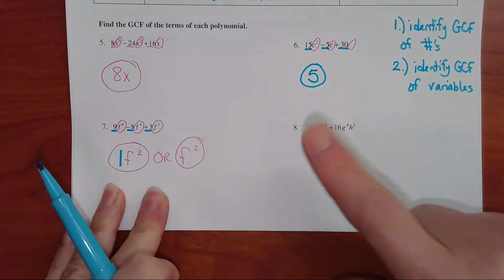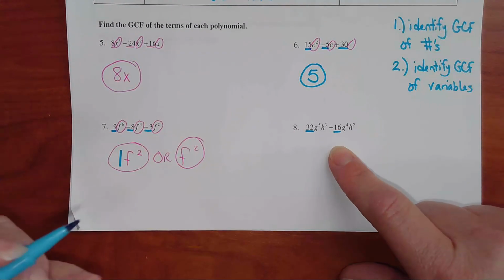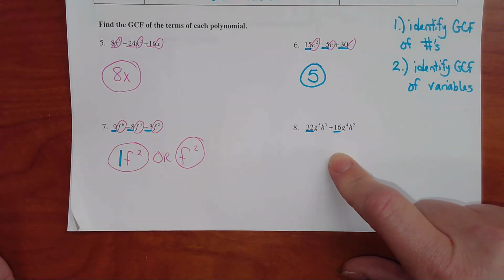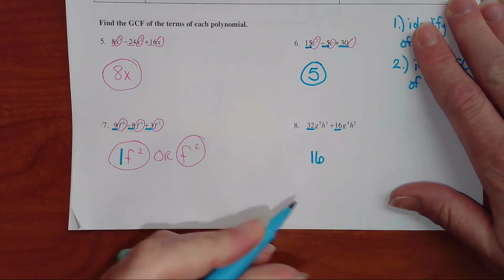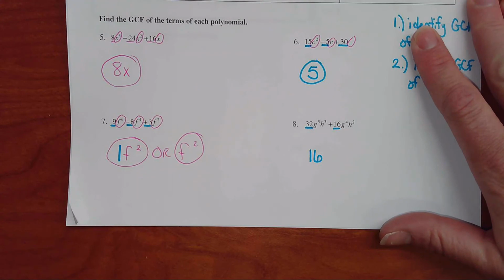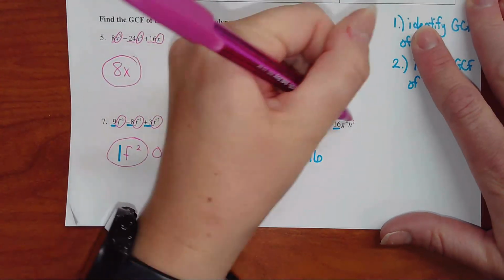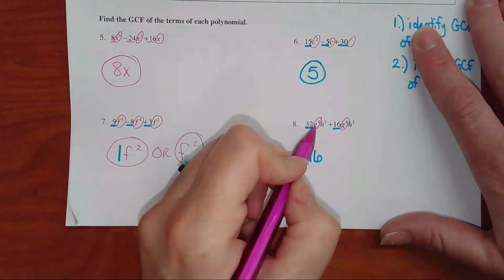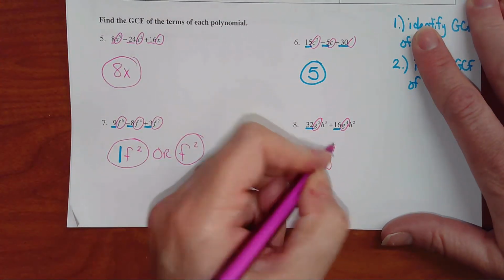Last one. Let's look at the numbers. We have a 32 and a 16. The largest number that divides evenly into a 32 and a 16 is 16. Now we're going to look at the variables. Now this one has multiple variables, so we're going to look at the letters separately. So we have g to the 5th and g to the 4th. So they both have a g. Go with the smallest exponent, g to the 4th.